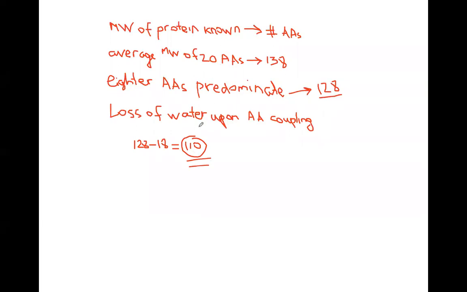So we divide by 110? Yes, you divide the molecular weight by 110, and it will give you the most accurate prediction of the number of amino acids. Okay, make sense? All right.